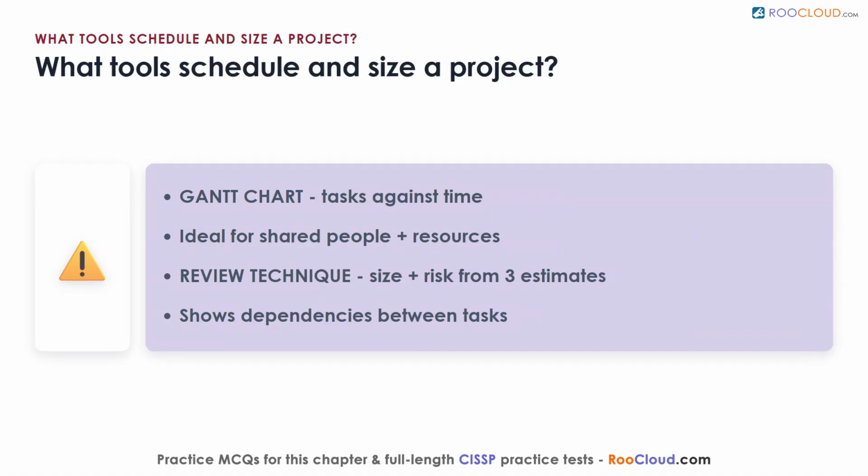Two classics show up here: A Gantt chart is a bar chart that maps tasks against time, showing how projects and schedules interrelate, which makes it ideal for coordinating work that shares the same people or resources.